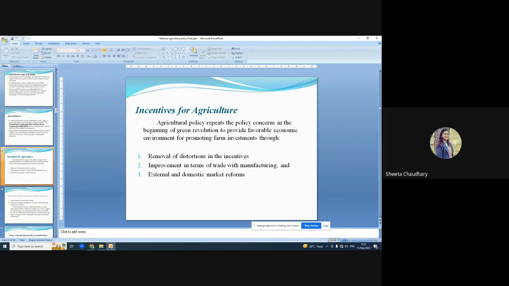Then incentives for agriculture are the incentives given to agriculture by the government as their support. So first is removal of distortions in the incentives. Means if trade is taking place between different countries or different places, there are many trade barriers. That is, you can't trade if you have an amount less than a certain defined limit. So this is trade distortion. So free trade has been announced. Then improvement in terms of trade with manufacturing, and external and domestic market reforms have taken place.